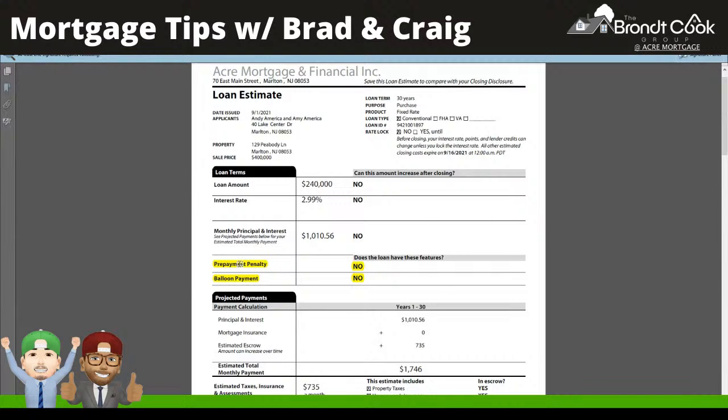So that kind of summarizes the loan terms section. And just so you're aware, in this example this is only applying to a conventional loan with this scenario. If there are other types of loans, some of that information would change essentially.